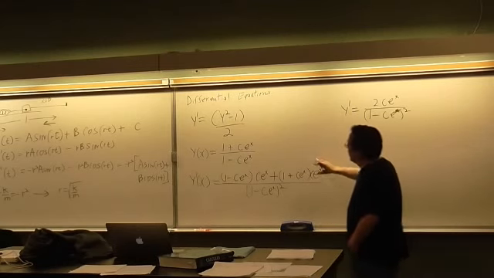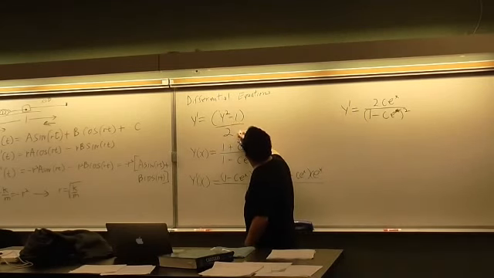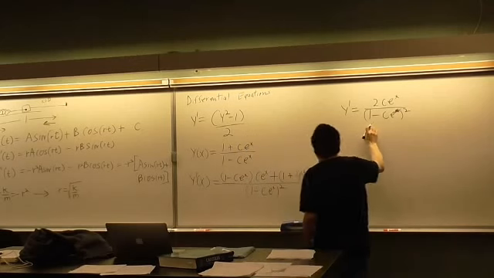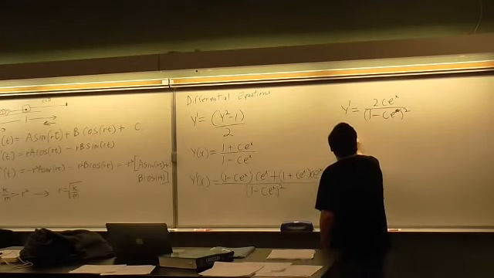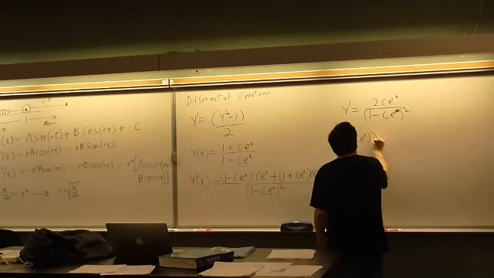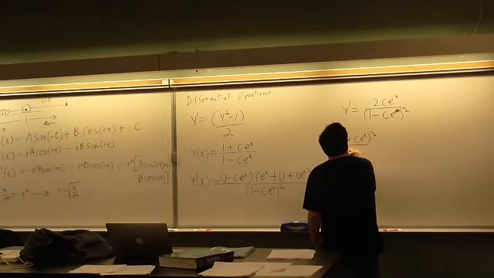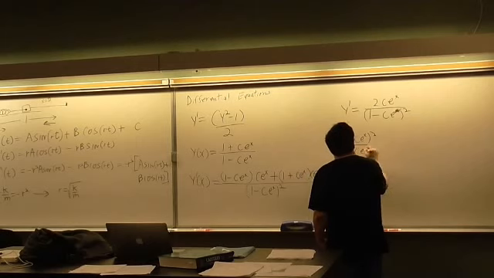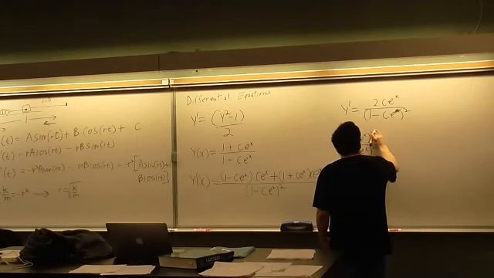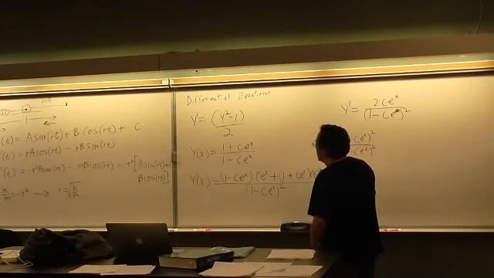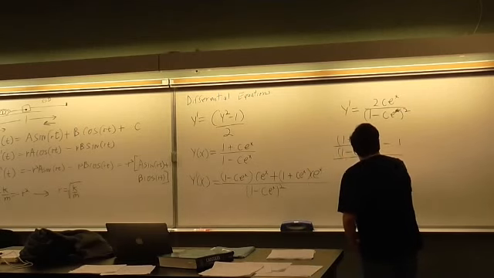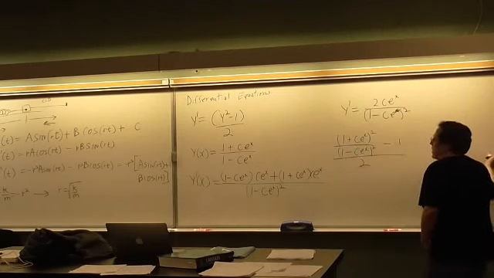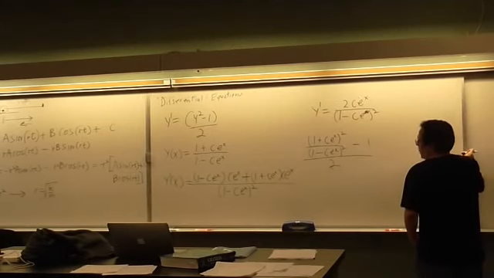And I want to determine whether y squared minus 1 over 2 is the same as this. So I'm going to take this and square it. 1 plus c e to the x squared over 1 minus c e to the x squared, minus 1, over 2. I think it would be over the space.